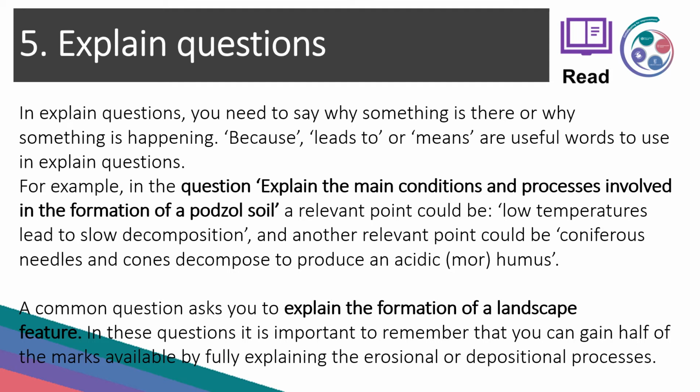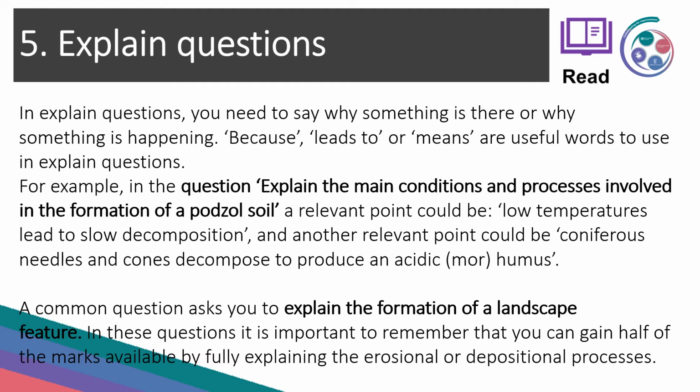Explain questions are next. In an explain question, you need to say why something is there or why it's happening. So words like because, leads to, or means are really words to use in this case. The example we've been given is: explain the main conditions and processes involved in the formation of a podzol soil. The relevant information could be low temperatures lead to slow decomposition, and any other relevant points could be coniferous needles and cones decompose to produce an acidic mor humus.